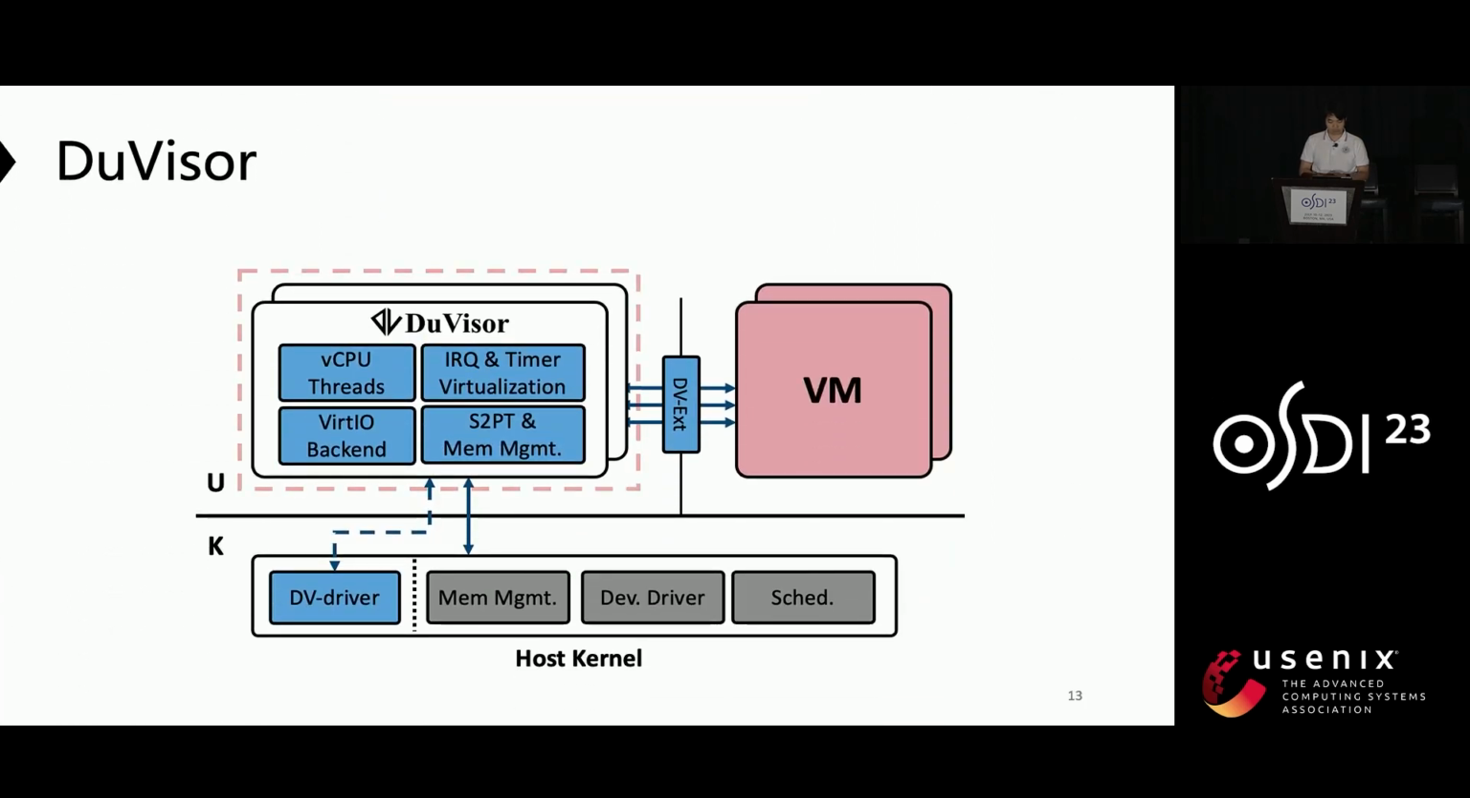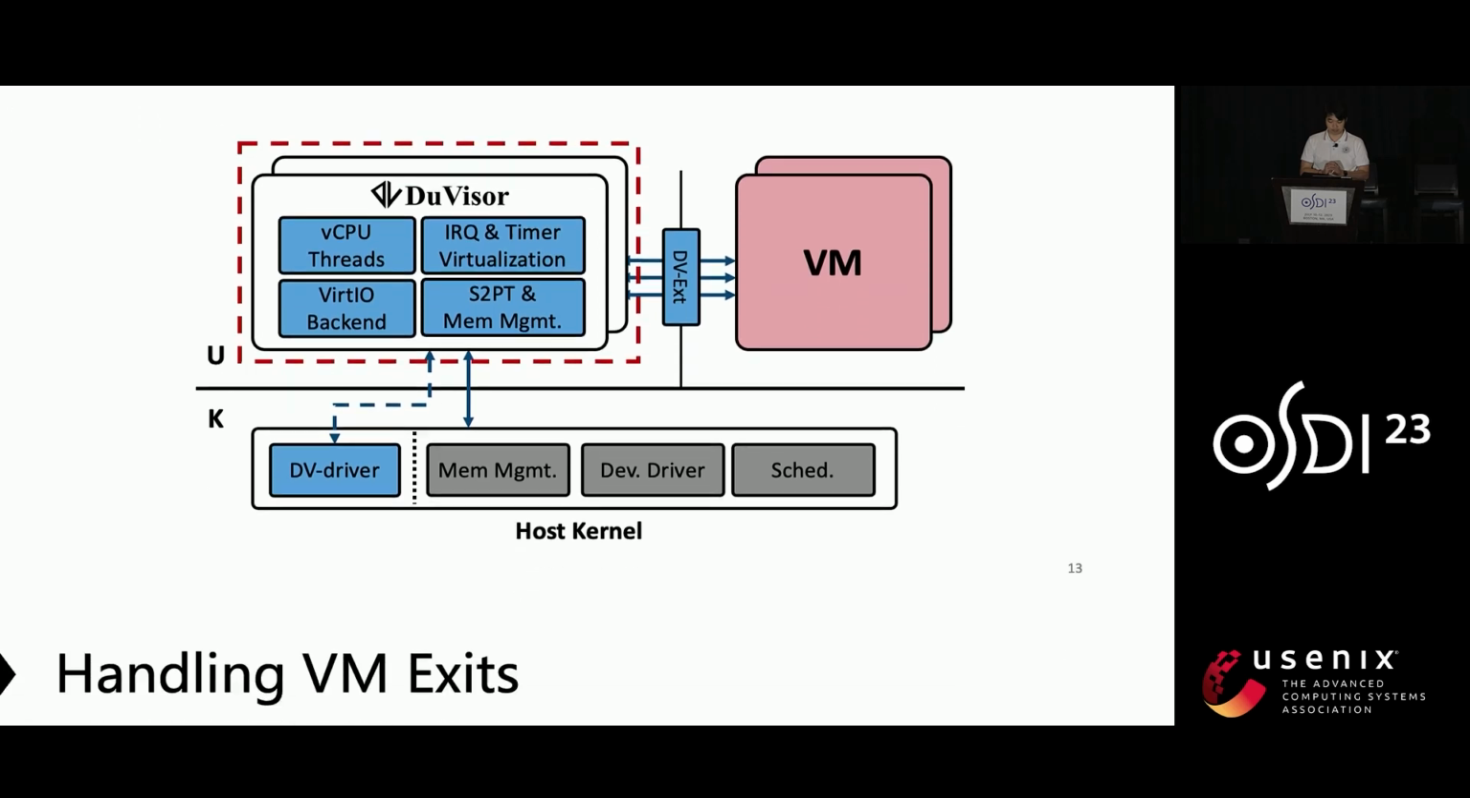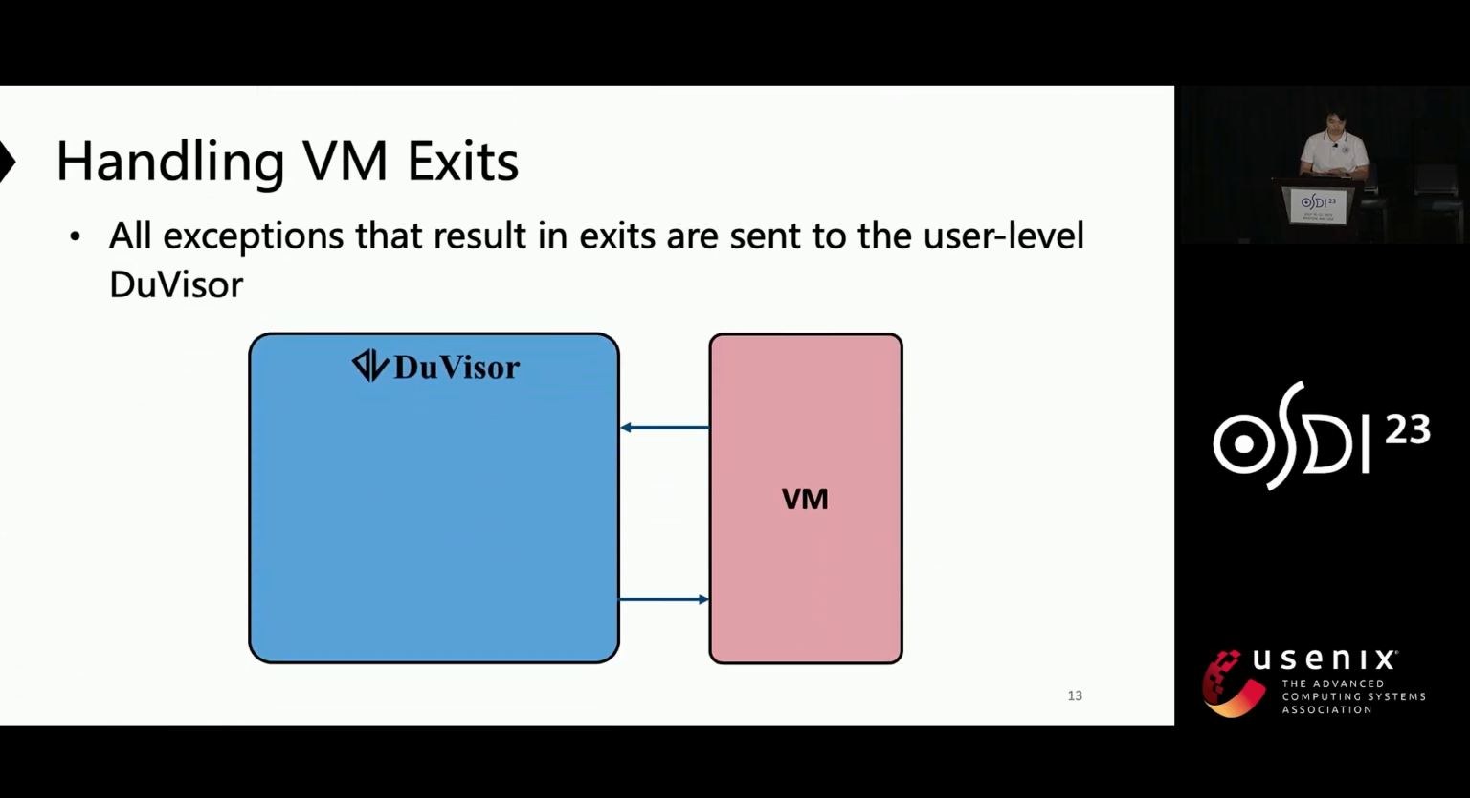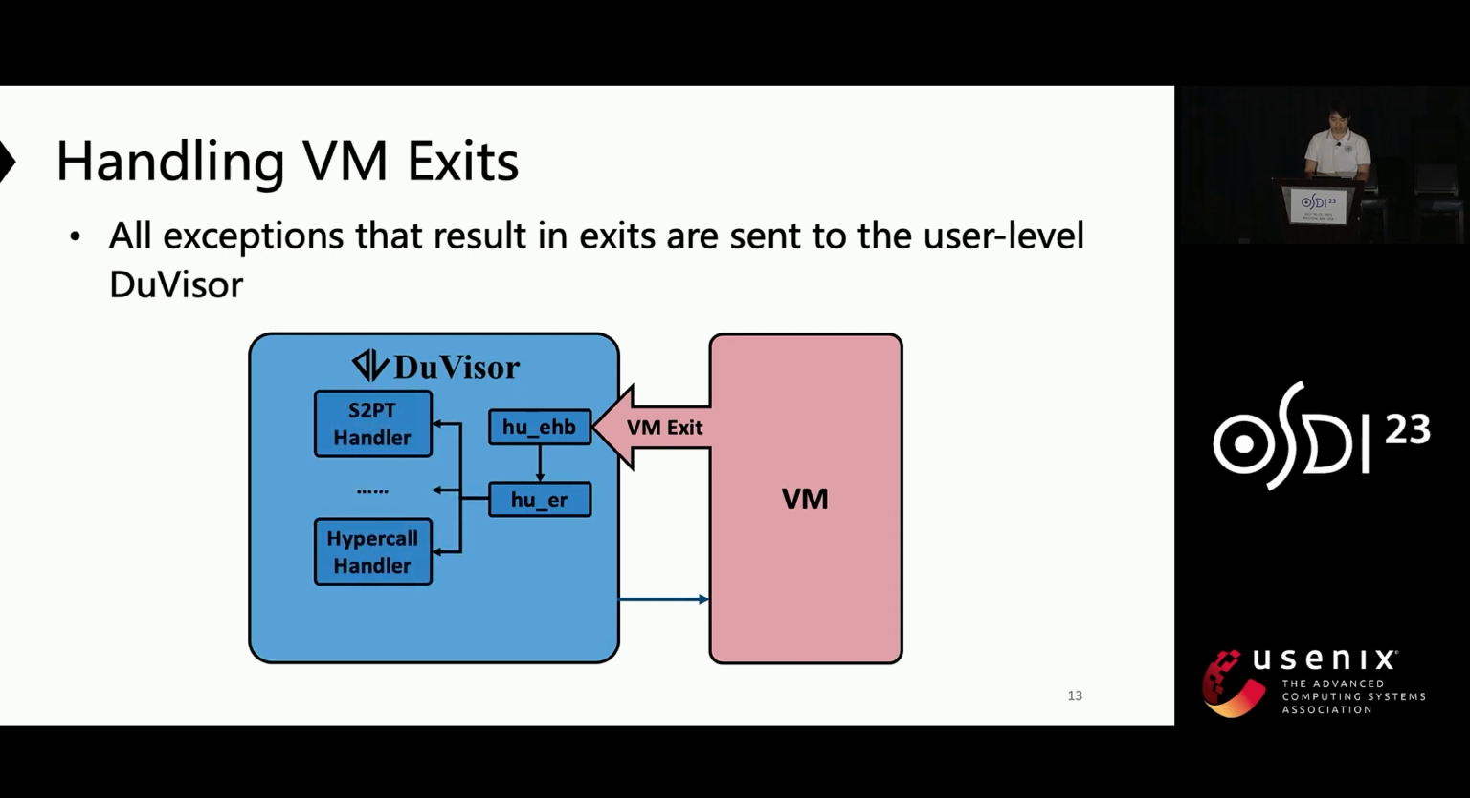Based on the DV extension, we can further build Divisor, the user-level hypervisor. For traditional hypervisors, all VM exits are trapped to the host kernel, but this is not the case in Divisor. All guest exceptions that result in VM exits are trapped to the user-level hypervisor. Then it can get the trap information via the user-level virtualization registers and handle it without any kernel involvement. Finally, Divisor returns to the guest directly.